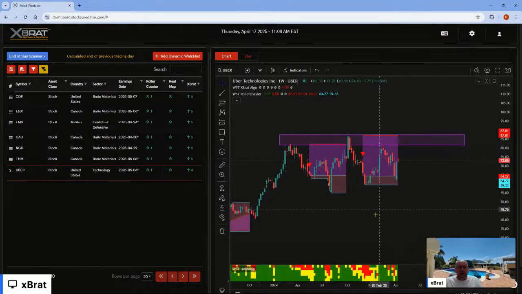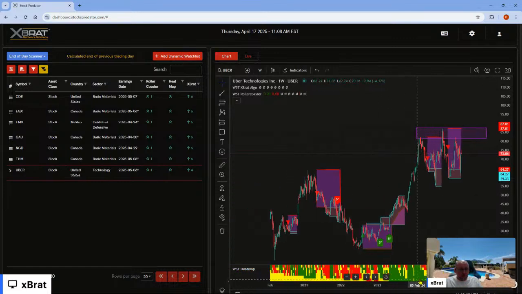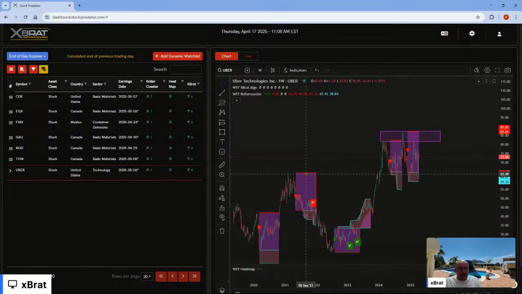Simple as that. Where are we in terms of support? Let's just zoom out a little bit, and we can see we do have a bit of support down here, but not a great deal on this weekly. So I'm more interested in what room we've got up above, and that's where we are now. So I'm going to go back to the daily.